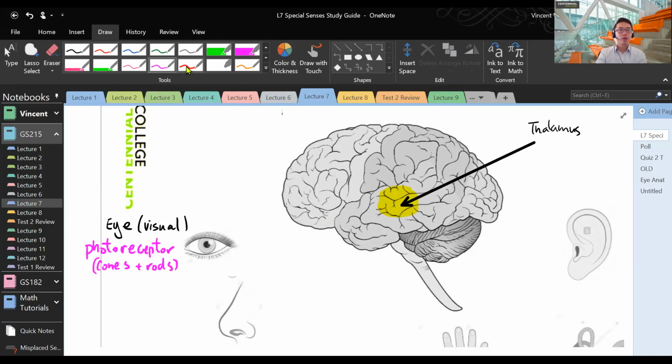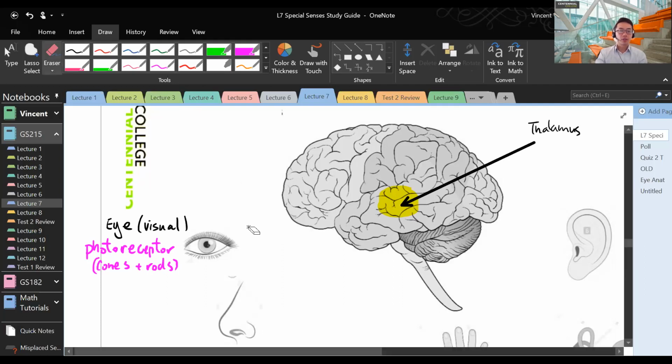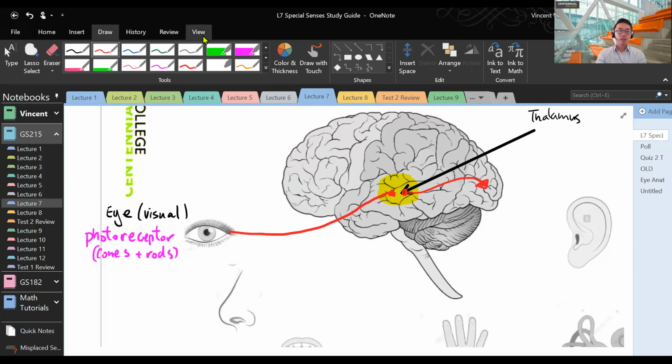So where will the information go? From the eyeball, if you think about the location relative to the brain, the information is going to go to the thalamus. Then from there, you filter out what you don't need, and the rest that you need is going to go to the occipital lobe. Make sense? So again, you should be doing this with some colors.